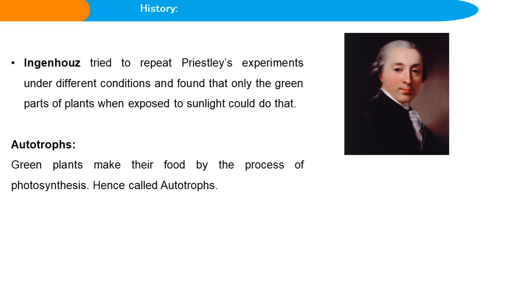Whereas animals depend on plants for food. Hence animals are called heterotrophs. Hetero means others. As they are depending on others, animals are called heterotrophs. Whereas plants are called autotrophs because they are preparing their own food.